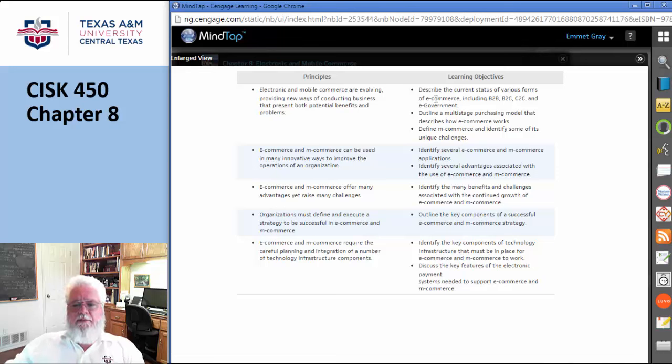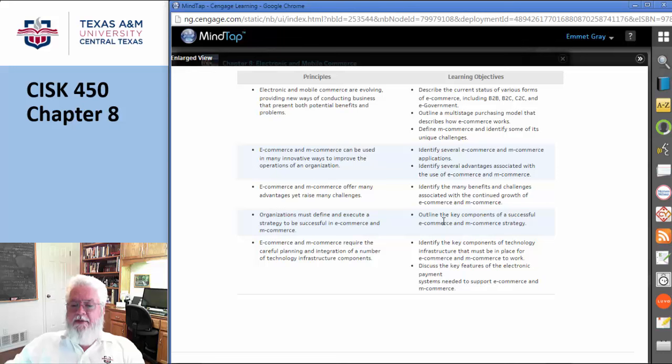Describe the current status of types of e-commerce, multi-stage purchasing model, what's the difference between m-commerce, e-commerce. Define the applications. They don't mean programs. They mean the application of e-commerce. Identify advantages. Oh, that's a perfect opportunity for some test questions to come out of that section. Identify benefits and challenges. Yeah, fertile ground for some test questions there too.